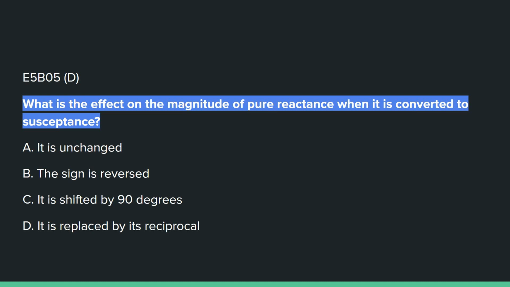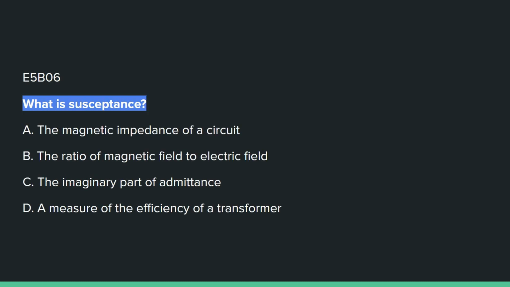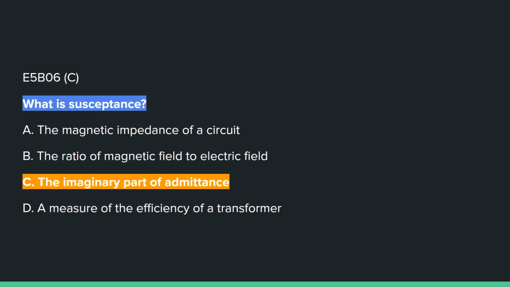E5B05, what is the effect on the magnitude of pure reactance when it is converted to susceptance? D, it is replaced by its reciprocal. E5B06, what is susceptance? C, the imaginary part of admittance.